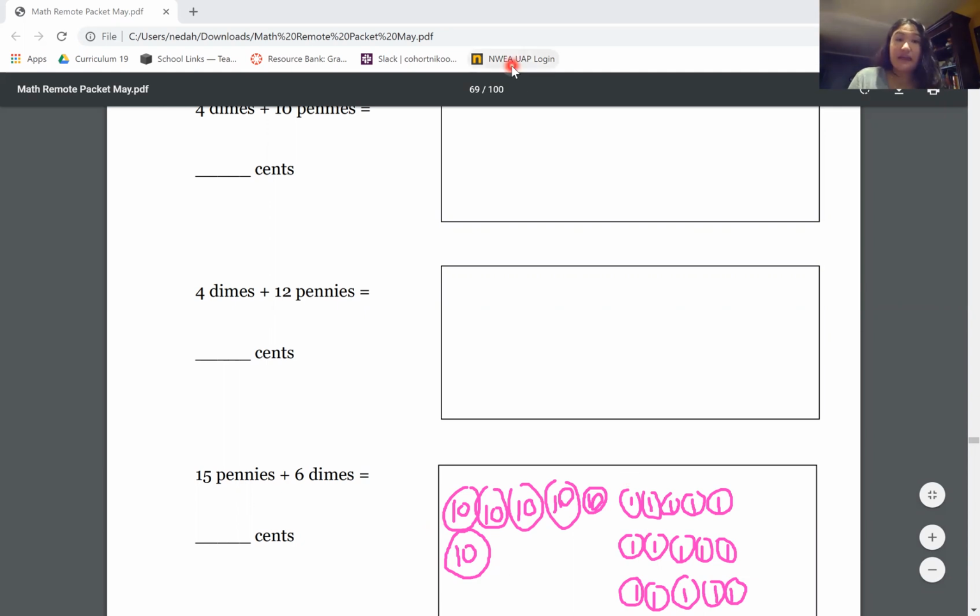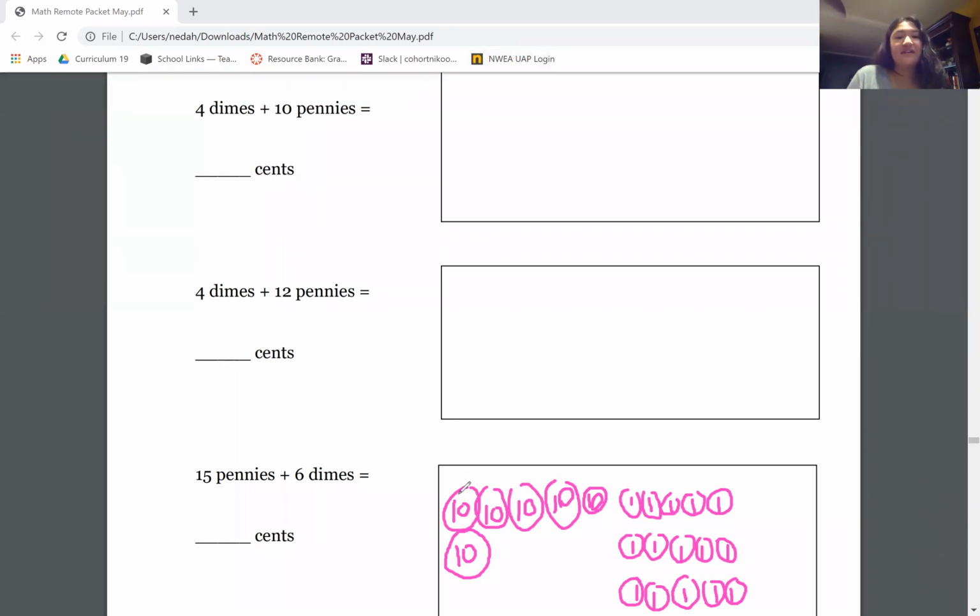If you count all of them up, you have 10, 20, 30, 40, 50, 60 plus 15 ones, which I know is 75 cents. I know this because I can add this group of tens and make it 7 tens and 5 ones. Let's go on to the next page.